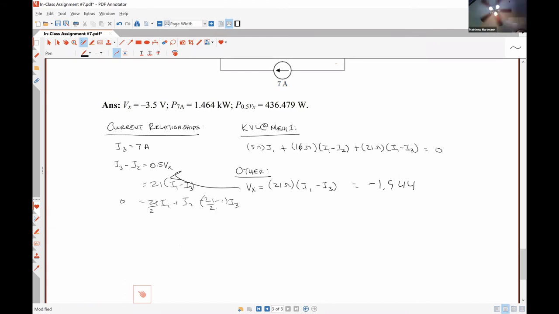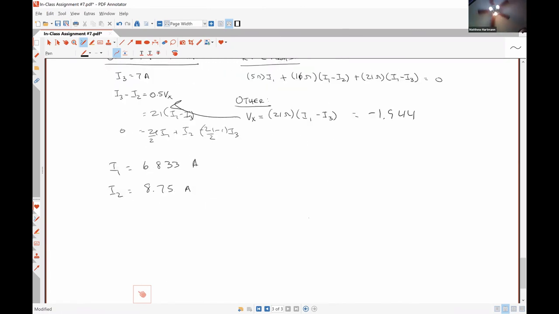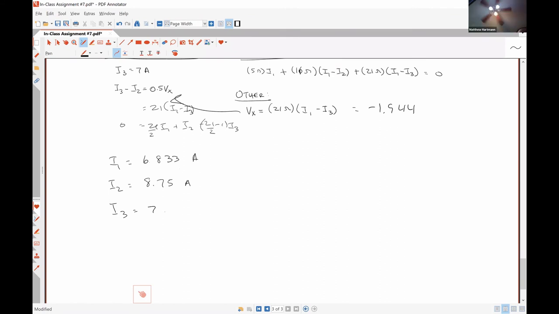All right, so this guy is going to be minus 21 over 2 minus 1. That should do it. All right. So 21, yep, there we go, negative 3.5 volts. All right, so that's looking good so far.